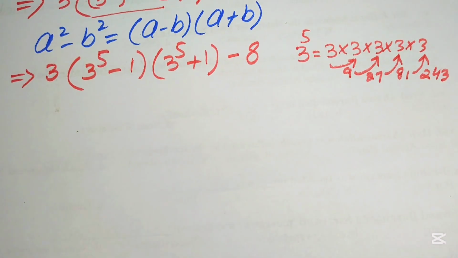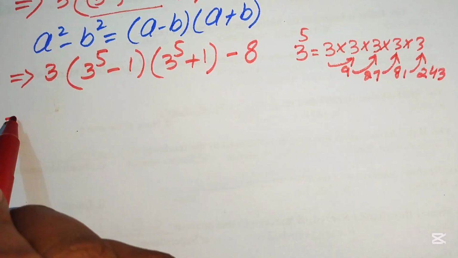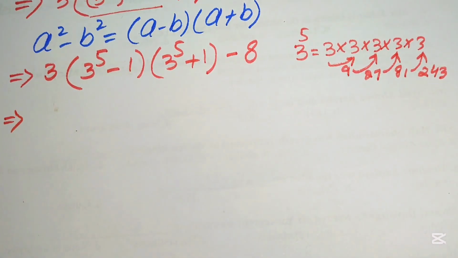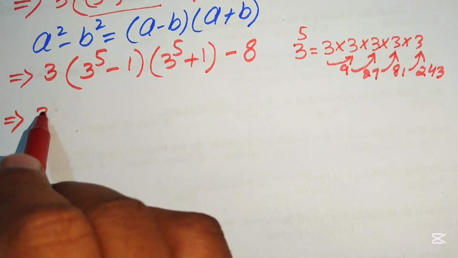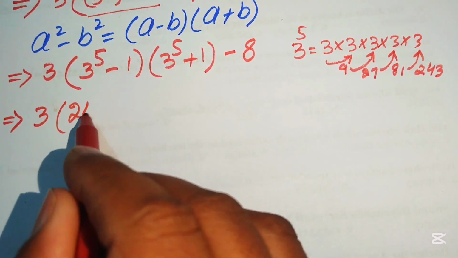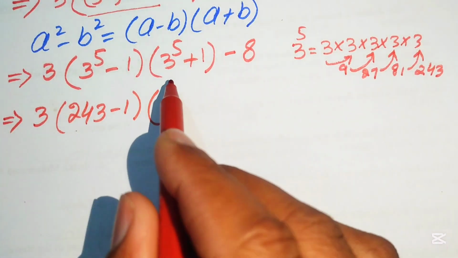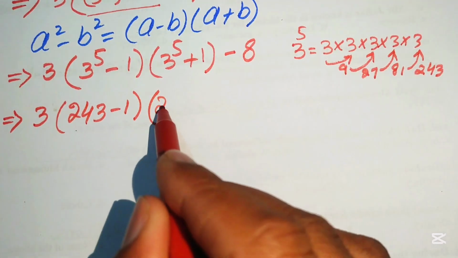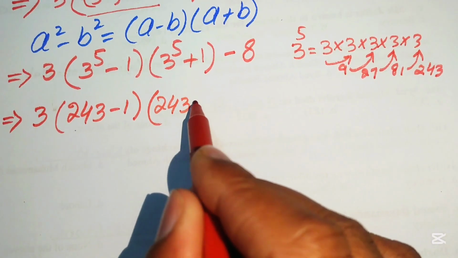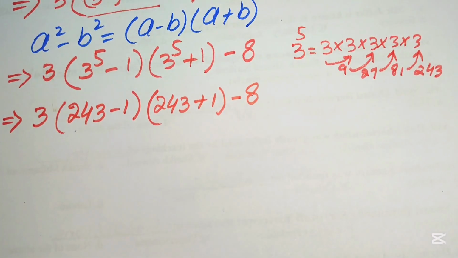Because in this problem a calculator is not allowed, we need all the working without the calculator. Okay, so now we substitute 3 to the power of 5 equals 243, minus 1, into 3 to the power of 5 plus 1, which is also 243 plus 1, minus 8.